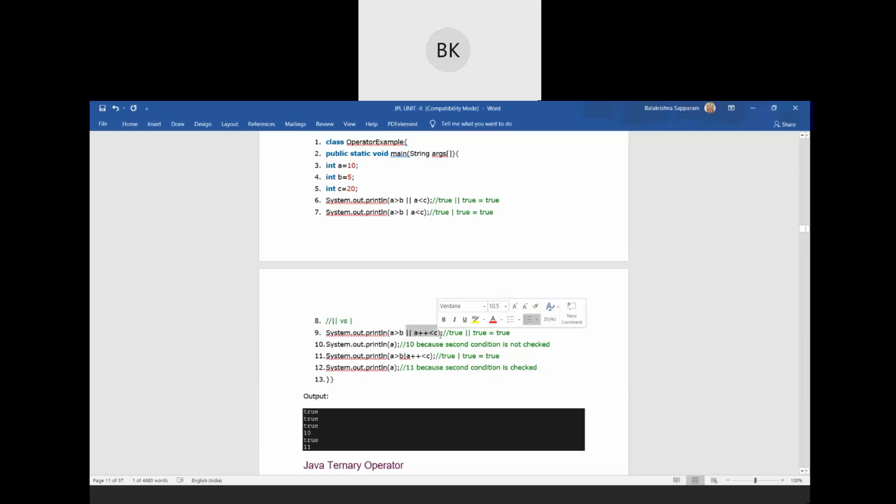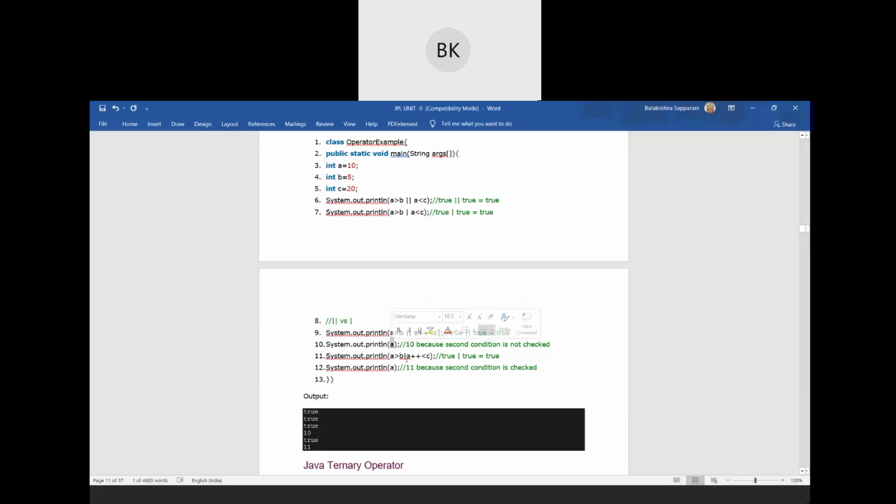Finally, the conclusion: the first statement being true means the reverse of the logical AND operation. If the first statement is true, there is no need to execute the remaining statement. So here a plus plus is not executed. That is the short circuit OR operation. What's the a value?